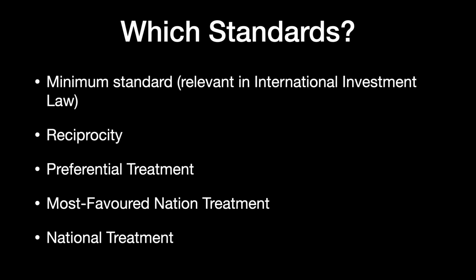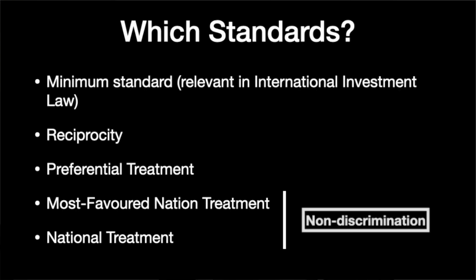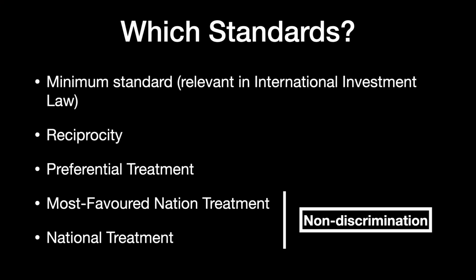Preferential treatment means that the parties will be entitled to better terms than those accorded to other parties. The degree of preference will have to be detailed in the agreement. Finally, we have two standards that are in fact two sides of a general non-discrimination principle: the most favored nation treatment, or MFN, and national treatment.